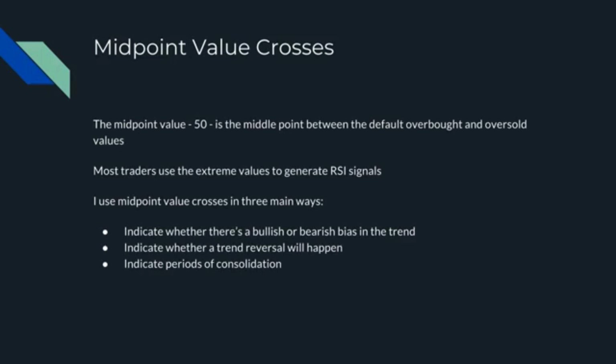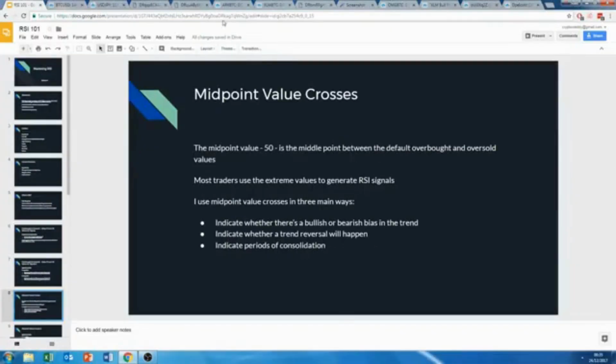So, midpoint value crosses. Obviously, the midpoint between 70 and 30 is going to be the 50 level. As we just saw, most traders use the extreme values, the 70 and 30, to generate their signals. Now, I think you can do a lot with the midpoint value, and it's underused. So I'll show you at least 3 use cases. The first is to indicate whether there's a bullish or bearish bias in the trend. The second is to indicate whether a trend reversal will happen. And the third is to indicate periods of consolidation. That sounds pretty useful. Let's take a look at what we have.